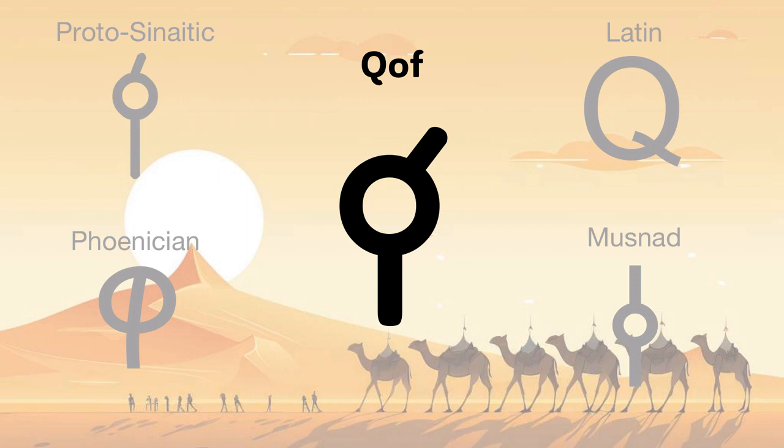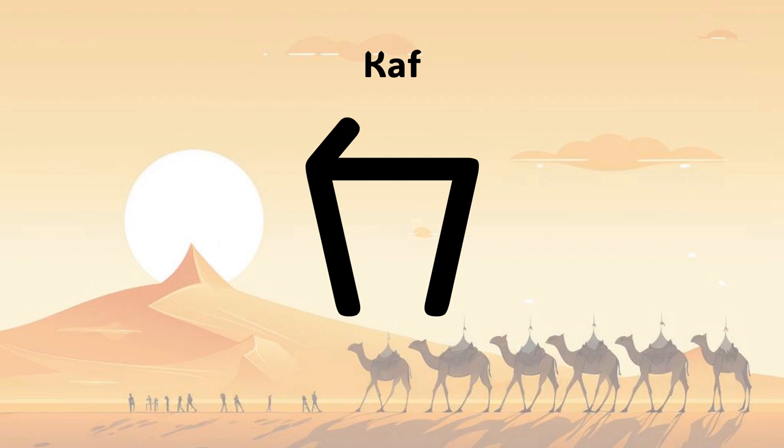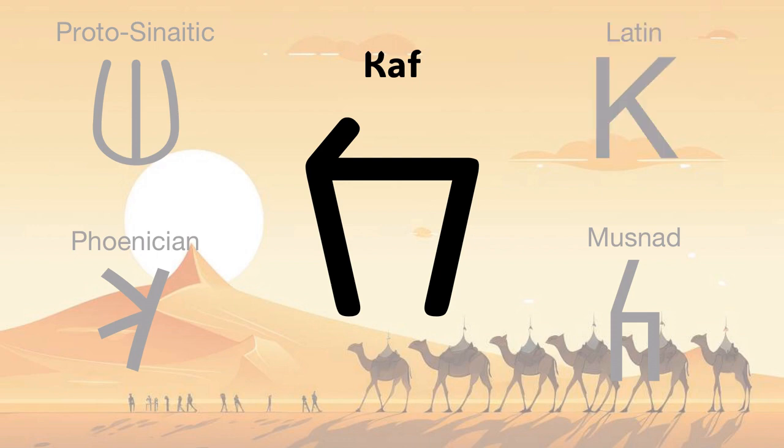Our next letter is Kaf. The Dadanitic kaf is an inverted form of the Proto-Sinaitic kaf, which seems to be the shape of a hand. The Musnad form is identical. Only the outside fingers remain. The Proto-Sinaitic form is attested with varying numbers of fingers. Phoenician likewise only has 2 fingers remaining, unless we take the top of the stem as the third finger. The Latin K is then based on this form.